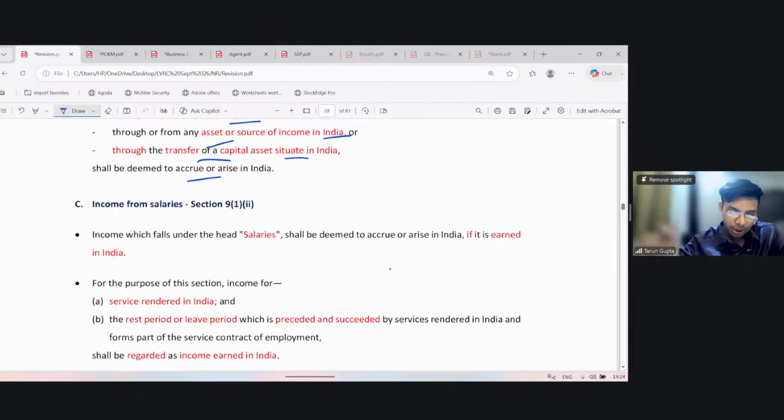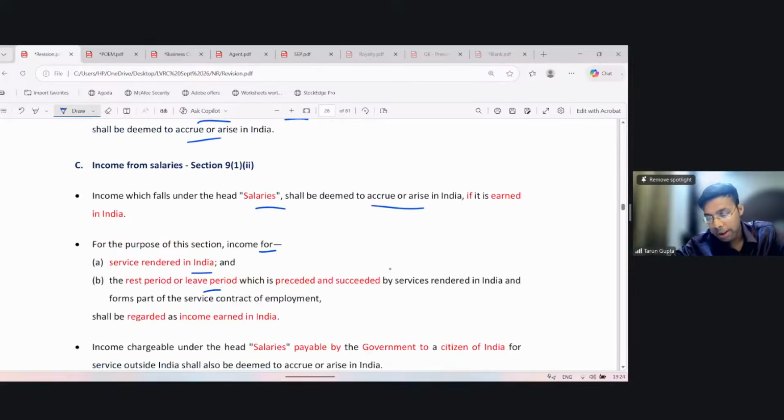Income from salaries. Income which falls under the head salary shall be deemed to accrue or arise in India if it is earned in India. Right? For the purpose of this section, income for service rendered in India, and the rest period or leave period which is preceded or succeeded by services rendered in India and forms part of the service contract of employment, shall be regarded as income earned in India.